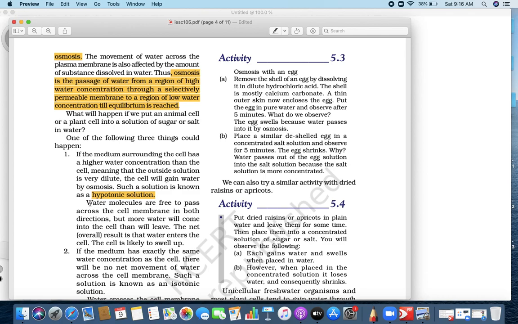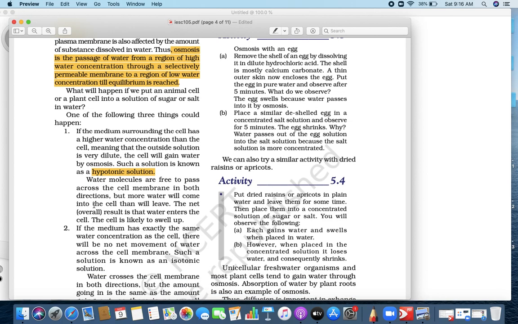For example, water molecules are free to pass across a cell membrane in both directions, but if more water comes into the cell than leaves, then the cell is going to swell up. So when you put any cell into a hypotonic solution, the cell is going to swell up.